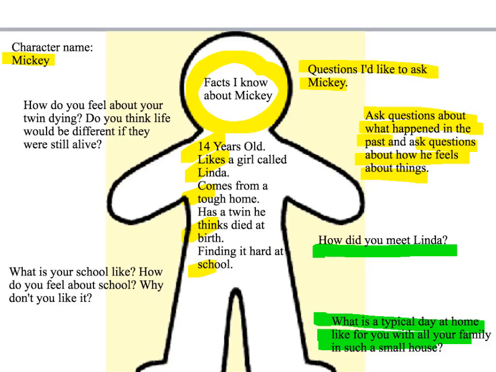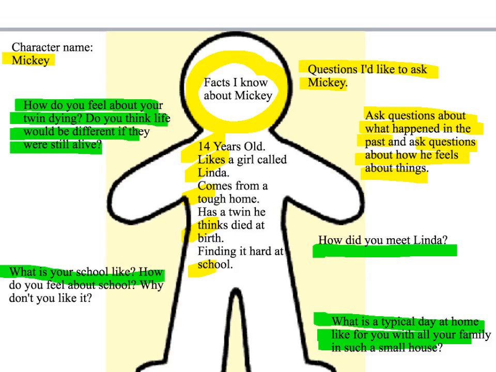And actually, you can start asking more complicated questions. Not just about how something happened, but how you feel about something. So I want to think about how he feels about his twin brother. I want him to reflect on, actually, how different his life might be if the twin brother was still alive, still living with him. How would his typical day at home change if he had a twin brother with him? I also want to find out about his school life. So, what is school like? How does he feel about it? And why doesn't he like it? What's gone wrong? What's not very good about it?